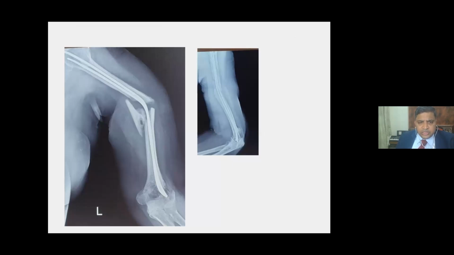So this is a case which I have done very recently of an old female around 65 years old having failed flexible nails which have completely bent, and there is an atrophic kind of non-union which has happened at this site. So I opened it through the posterior approach. The nails had to be cut, and then freshening of edges and plate fixation was done.